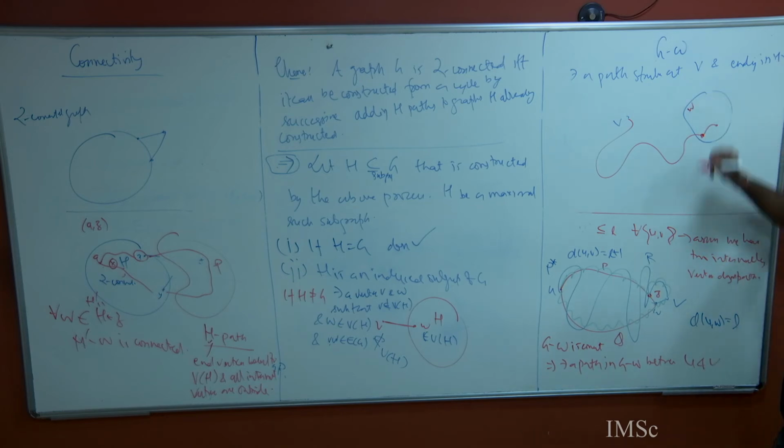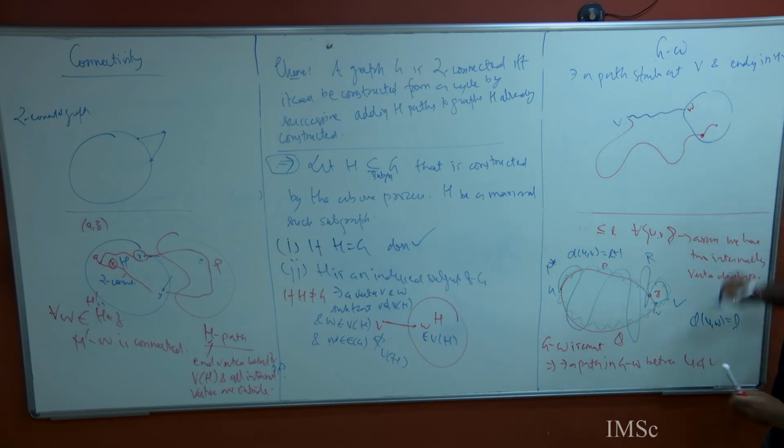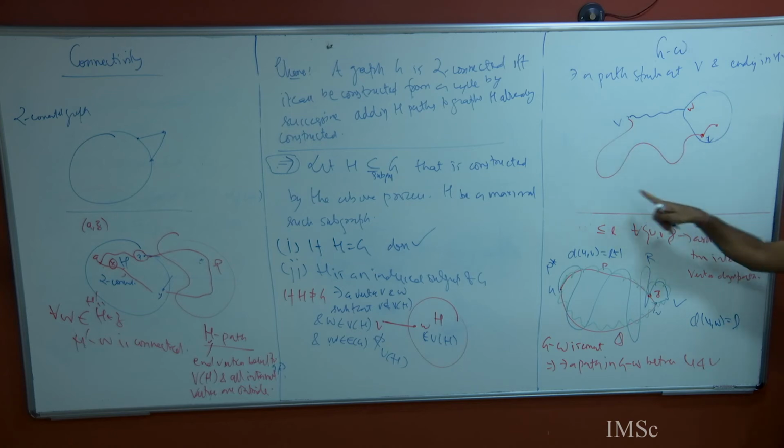Now you put back W. What have you got? Call that X. I have got a path Wx, so H is not a maximal subgraph because H can be extended to something different. Is that okay?